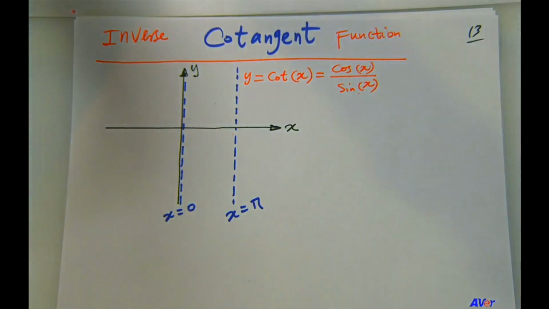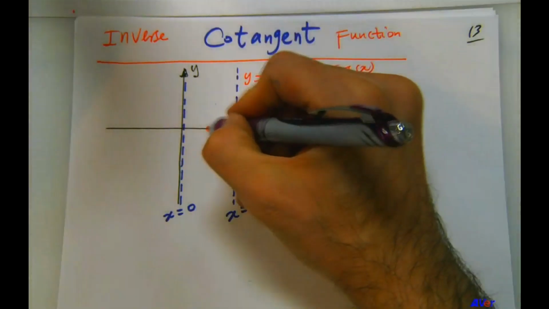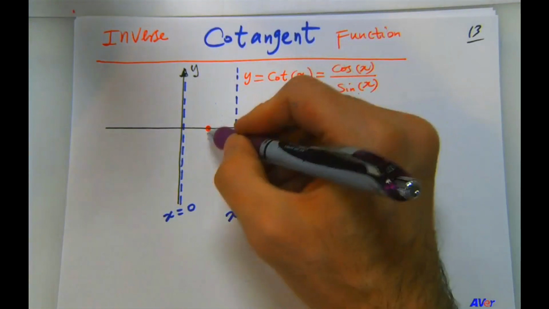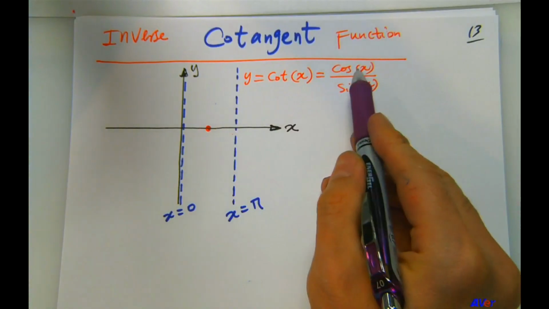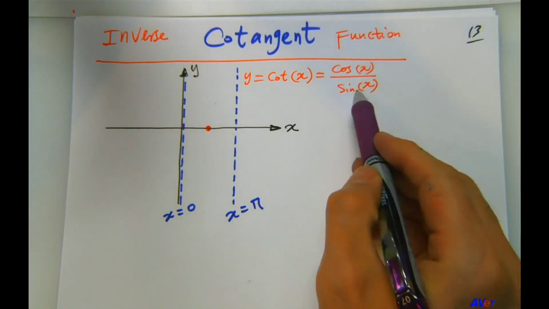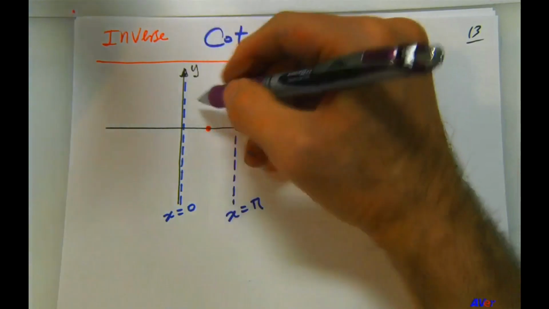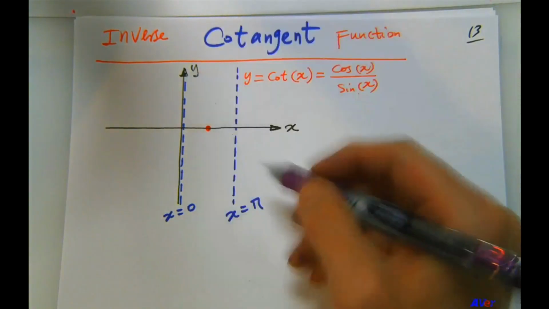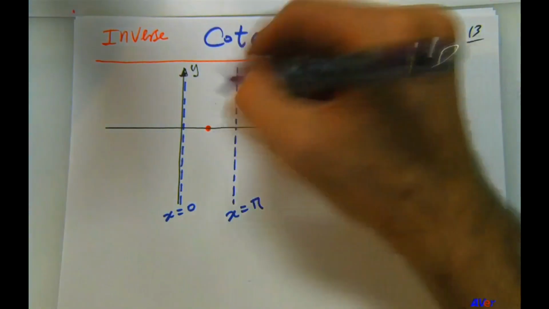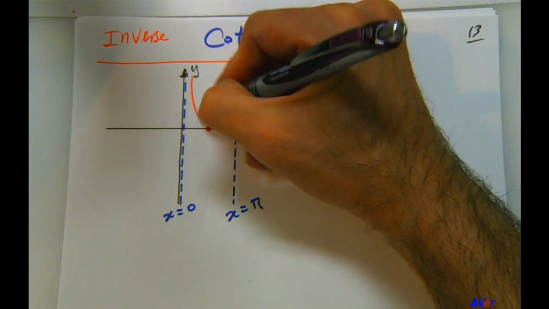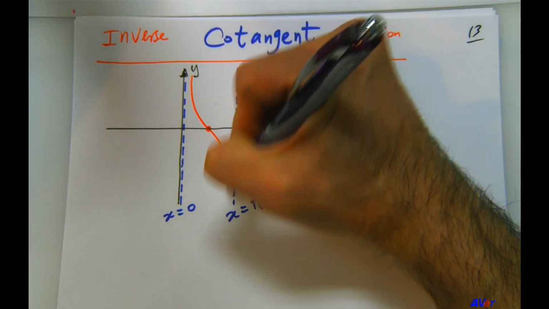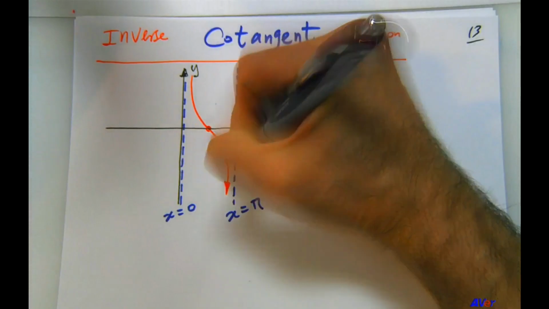And the middle here should be pi over 2, because cosine of pi over 2 is 0. 0 divided by anything is 0. So we're going to have the line going like this for the original cotangent function, right?